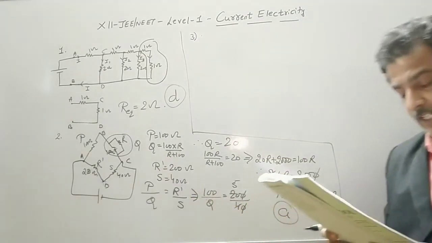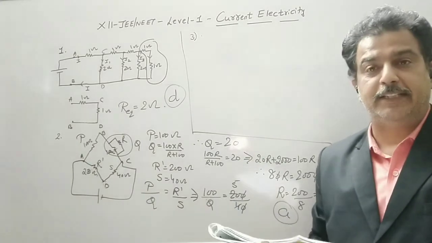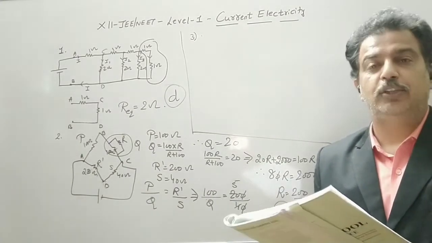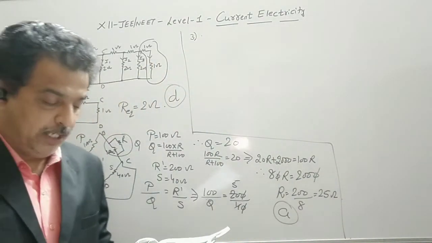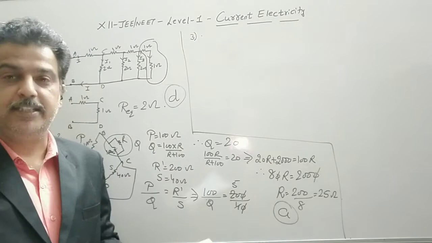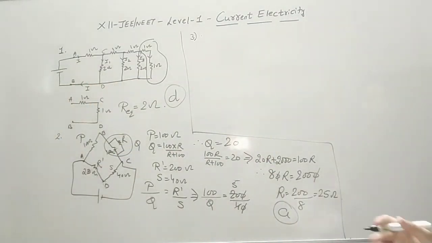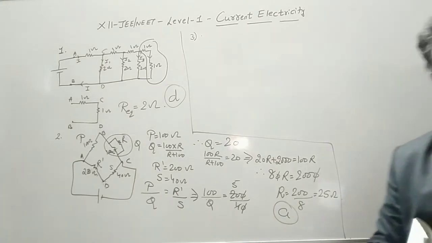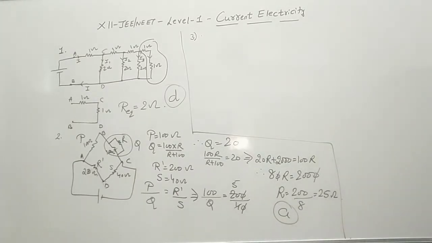Question number 3. A cylindrical wire is stretched to increase its length by 10%. So the length of the wire is increased by 10%. We have to find out the percentage increase in the resistance of the wire. So let us see a method for this numerical, and then whatever value is given we will substitute that.